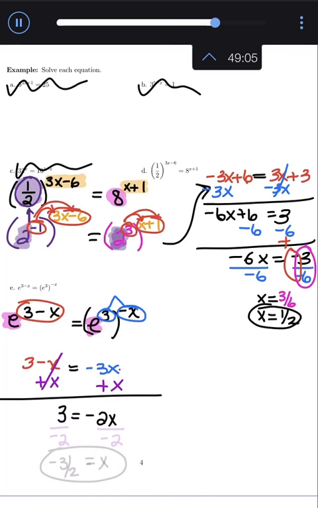Continuing to solve this thing, we will divide both sides by a -2. And that gets me that x equals -3 halves. That's a reduced fraction, so you can leave it just like that.